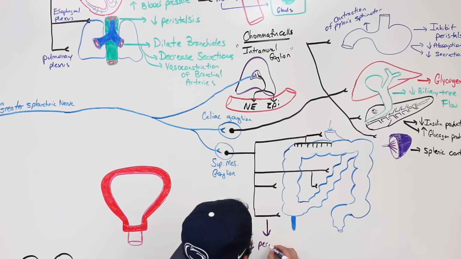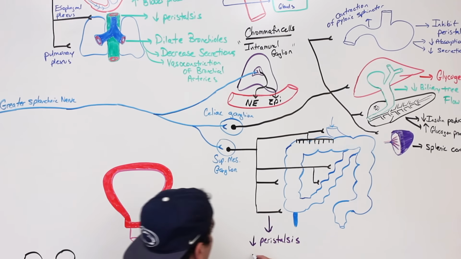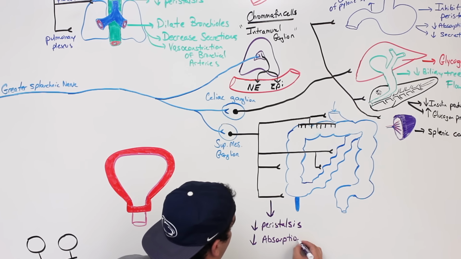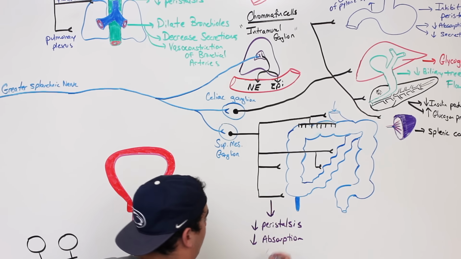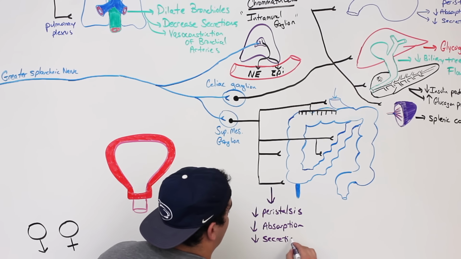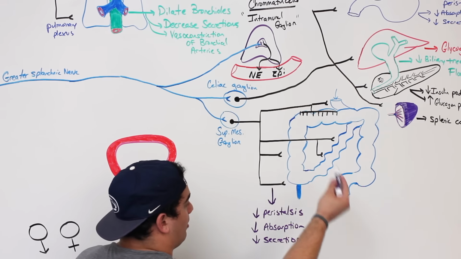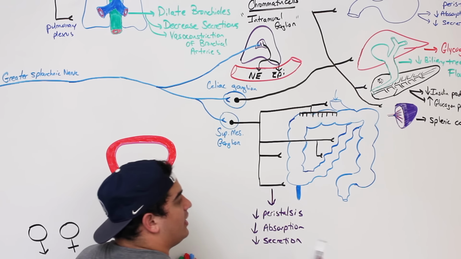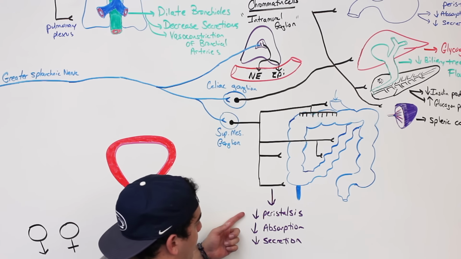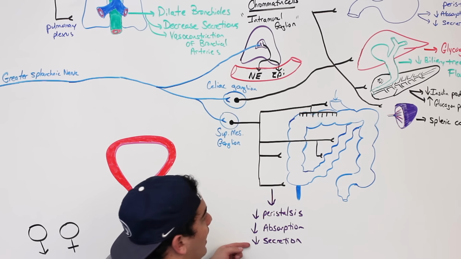Decrease peristalsis. What else? Decrease in the absorption, because it's going to constrict the blood vessels, and if it constricts the blood vessels, it's not really relevant within the large intestine, but it is important within the jejunum, the ileum, and the distal half of the duodenum. It's going to decrease the secretion processes also, okay? So again, you can just remember, decreased peristalsis, decreased absorption, and decreased secretion.